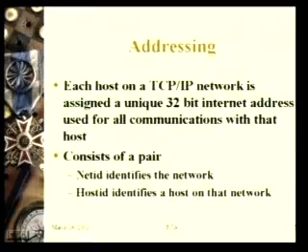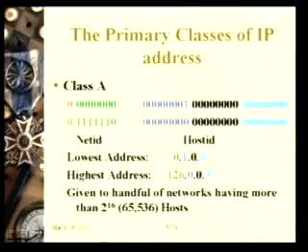Addressing in IP: each host on a TCP/IP network is assigned a unique 32-bit internet address, which is used for all communications with that host. These 32-bit internet addresses consist of a pair: the net ID, which identifies the network, and the host ID, which identifies the host on that particular network. Let us look into some typical classes of addresses in IP: Class A, Class B and Class C.